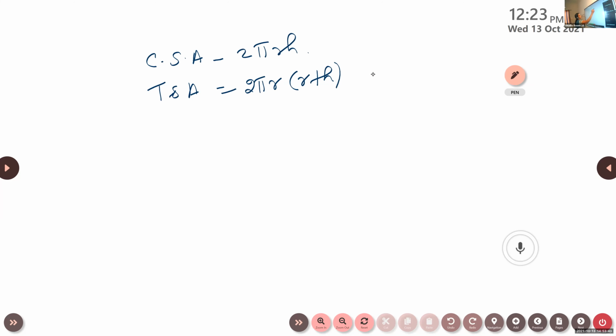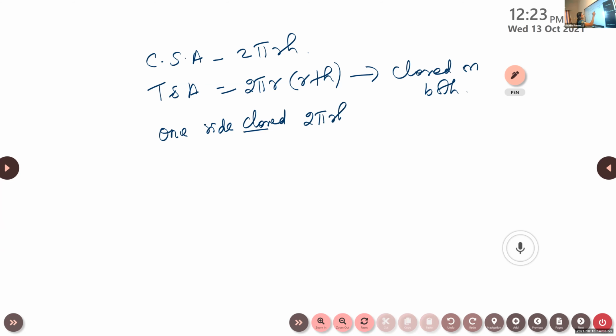If it is closed on both sides, it is a closed can. If it is closed on the base and open on the top, it means CSA plus 1 base circle, pi R square. Otherwise, we have to put 2 pi R square. Now look at this question. If R is the radius of the base of the cylinder and H is the height, then what is the relation given here?